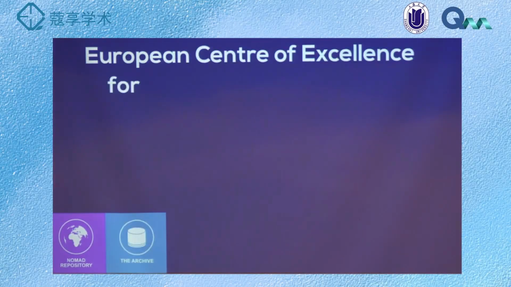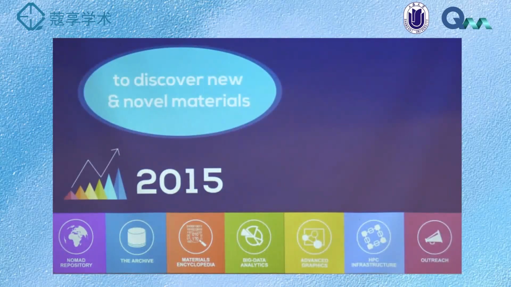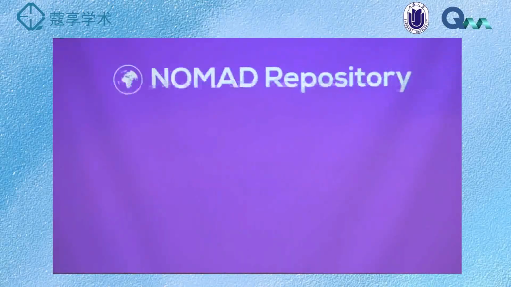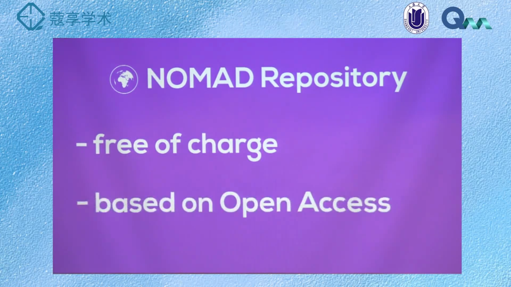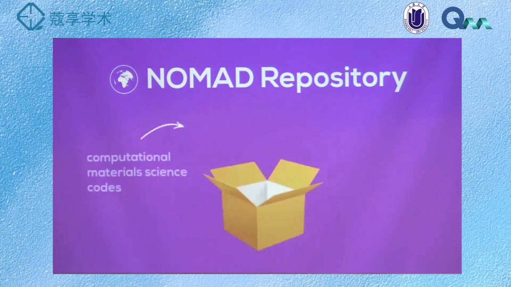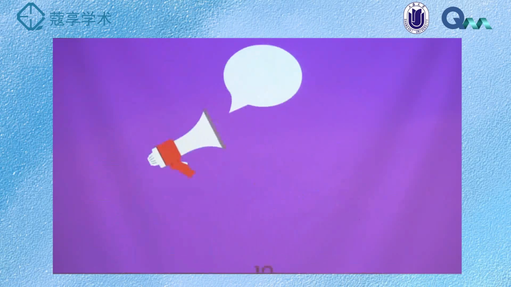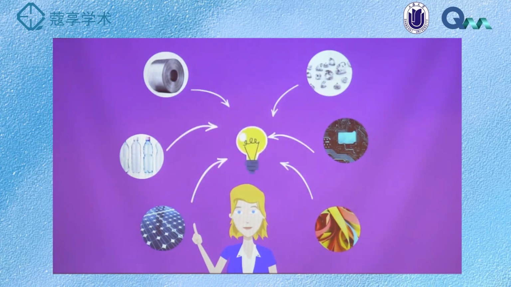NOMAD is the European Centre of Excellence for Material Science Data, set up in 2015 to enable the quest for new and novel materials and their properties, and to reveal unknown properties of already known materials. The foundation of this European Centre of Excellence is the database called the NOMAD repository, which is available to all and based on open access principles. It hosts input and output files of all significant computational material science codes for at least 10 years, for free. It also enables a confirmatory analysis of materials data, their reuse and repurposing.